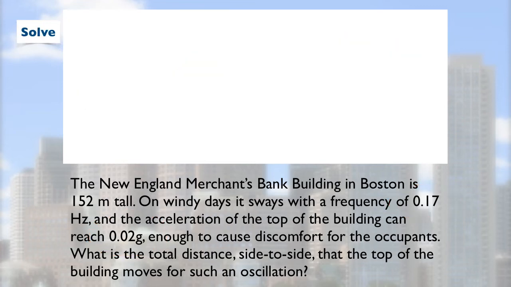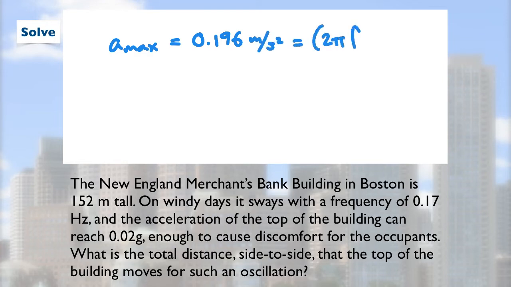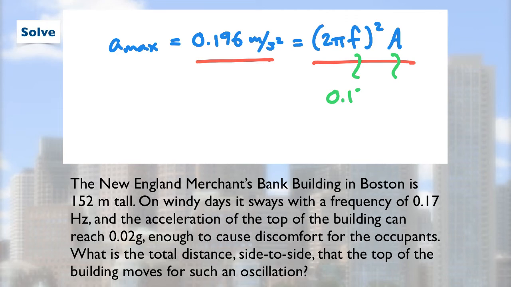Now our solution says this. A max, which is equal to 0.196 meters per second squared, is also equal to (2 pi f) squared times the amplitude, because that's our basic relationship for a max. Well, I know the value for a max, and I have an expression for a max that only depends upon the frequency and the amplitude. I know the frequency, that's 0.17. The amplitude is what I'm looking for.